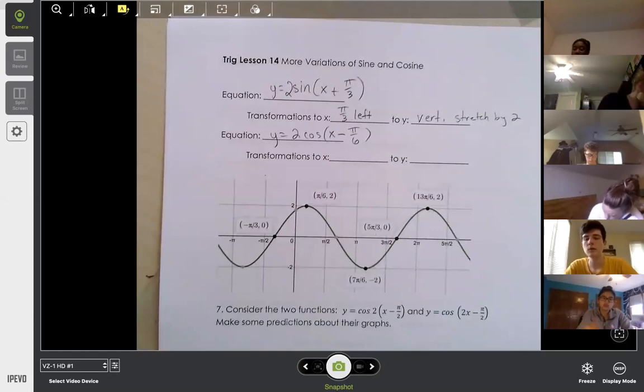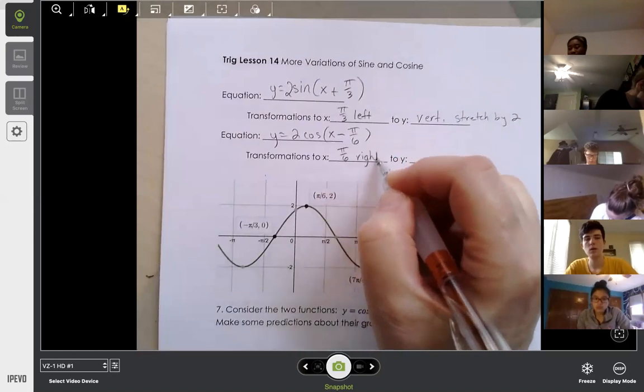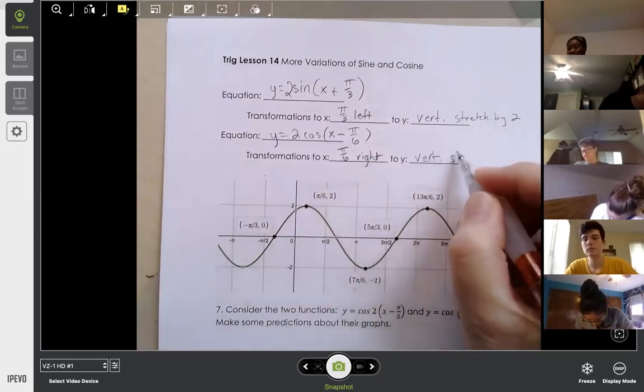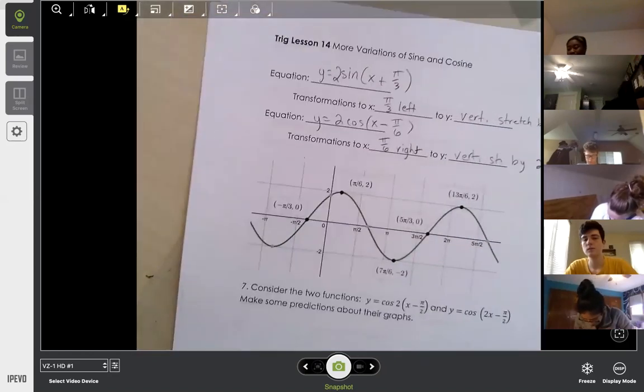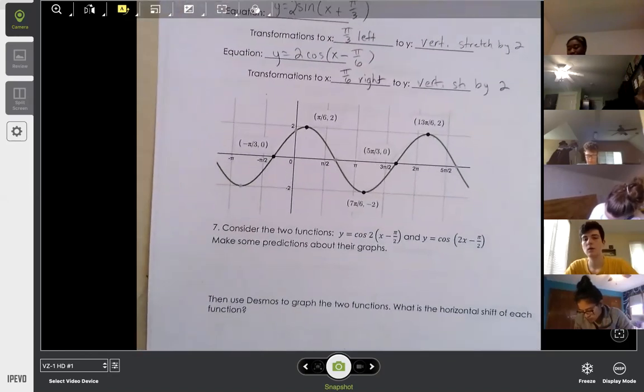Okay. So transformations to x, we moved pi over 6 right, and we still had a vertical stretch by 2. Okay. Questions, folks?